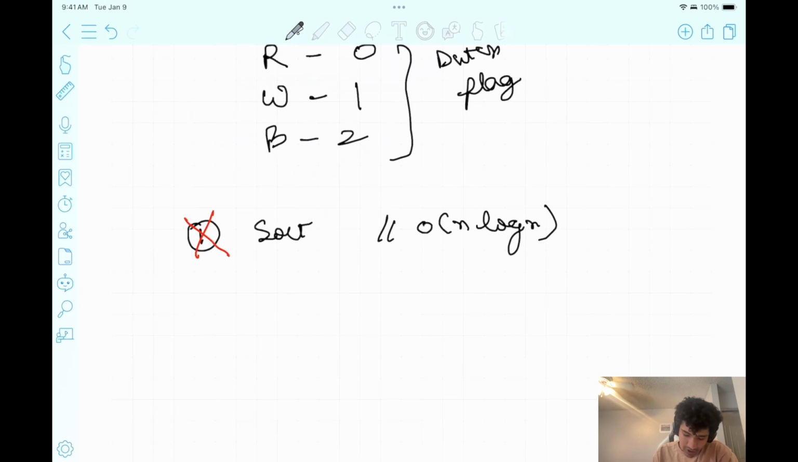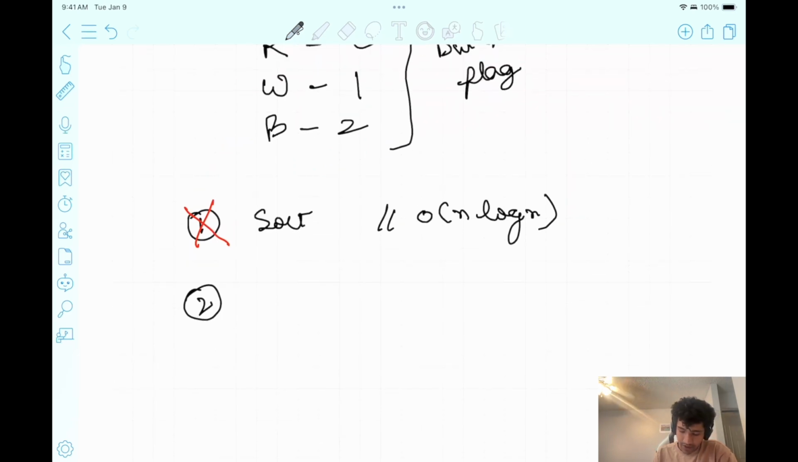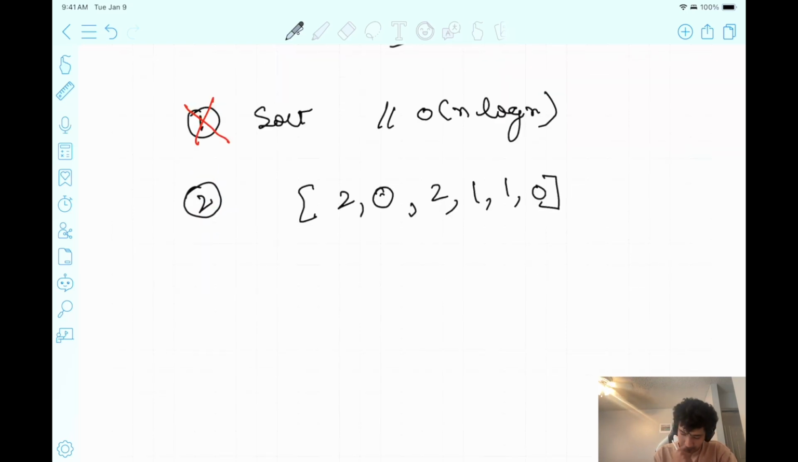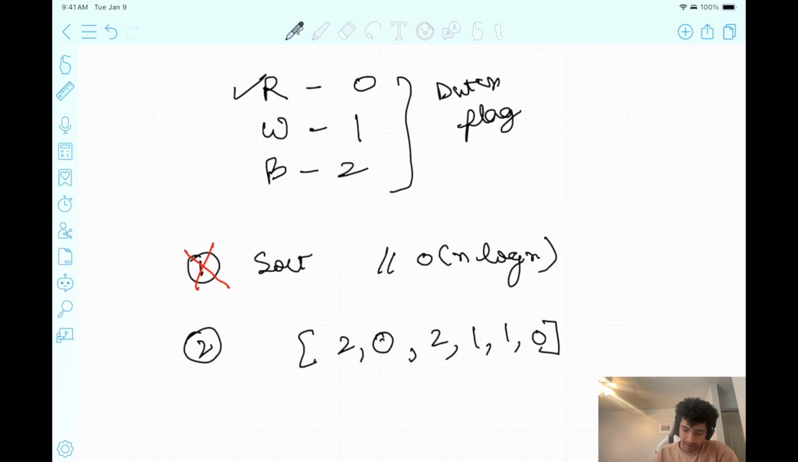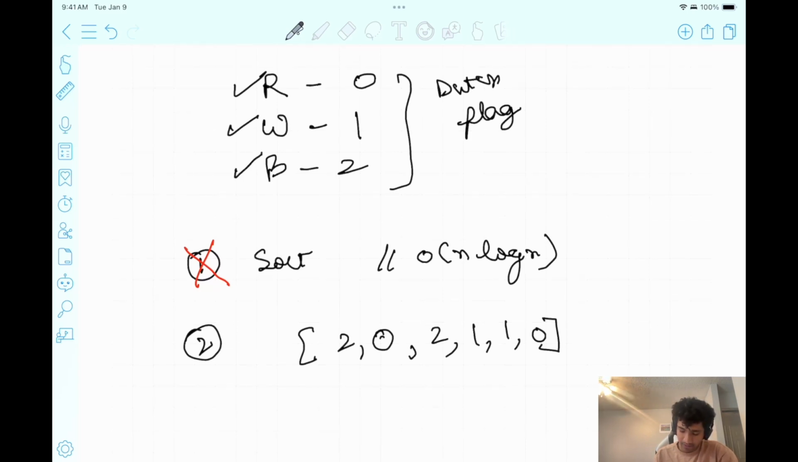And so the second approach that should come to our mind, we'll quickly write the example. It's 2, 0, 2, 1, 1, and then 0. And so what we can do over here is we can keep a count of how many red flags we have, how many white flags we have, how many blue flags we have, and then put it, since we want it in place, like we want in place modification. So we'll basically put whatever number of red flags or zeros we have, initially starting from the 0th index to the number of red flags that we have.